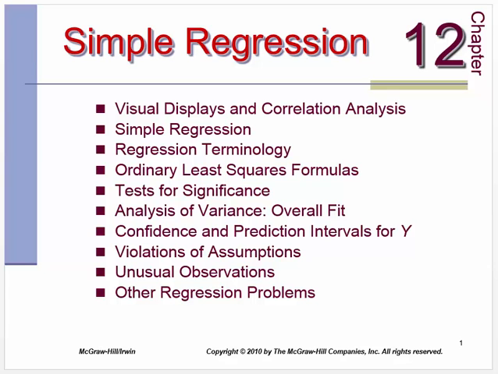Chapter 12, Simple Regression. In this chapter, let's talk about the visual displays and correlation analysis. We'll then work on simple regression, regression terminology, ordinary least squares formulas, test for significance, analysis of variance for the overall fit, and confidence and prediction intervals for Y. And the optional materials are violation of assumptions, unusual observations, and other regression problems.